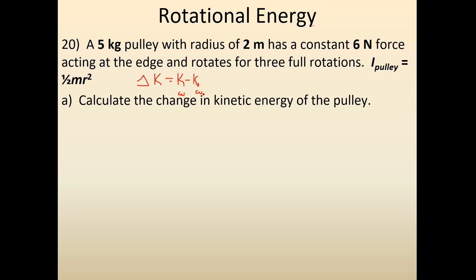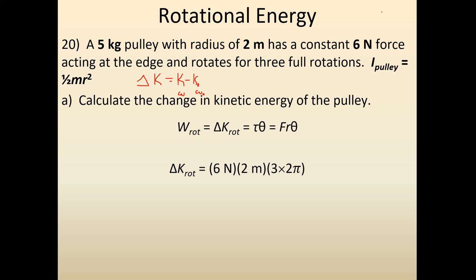And the way we're going to do that is by realizing that this change in kinetic energy is coming from work. So we just do the rotational work being done on the pulley and say that that's going to be equal to this change in kinetic energy. So we do the same thing that we did last time, tau theta, replace the tau with FR, plug our numbers in. We do the same thing where this is 3 rotations, so it's going to be 3 times 2 pi, the number of radians in 1 rotation, and we get 226.2 joules.